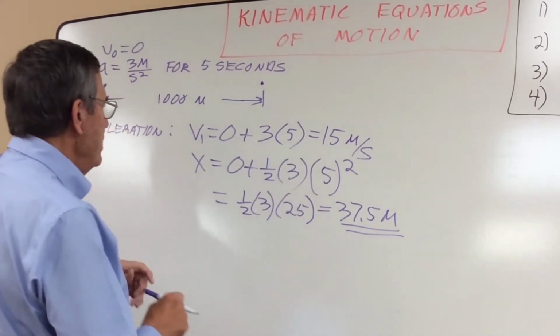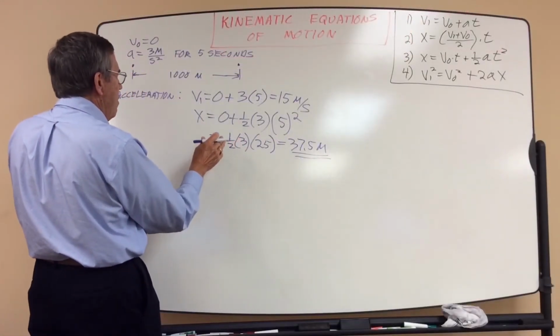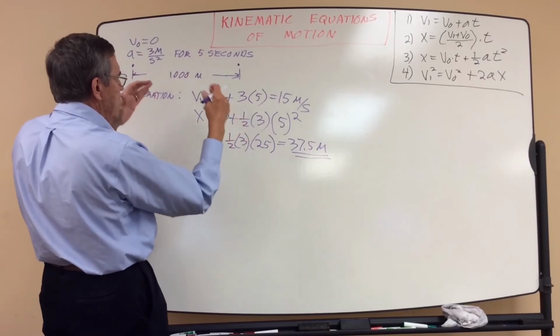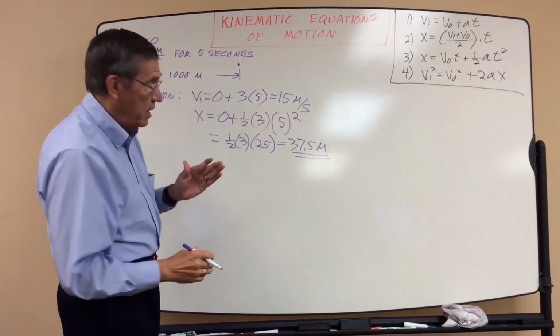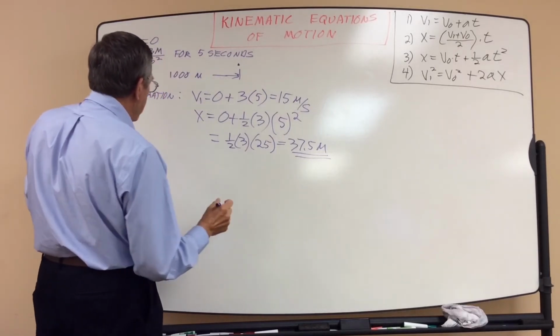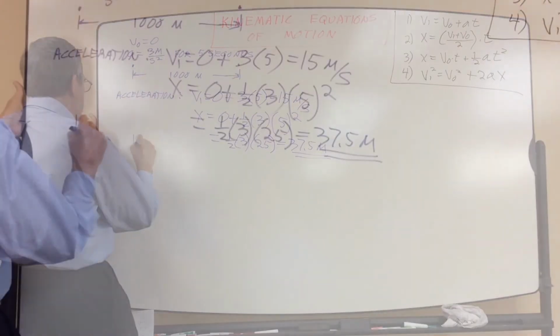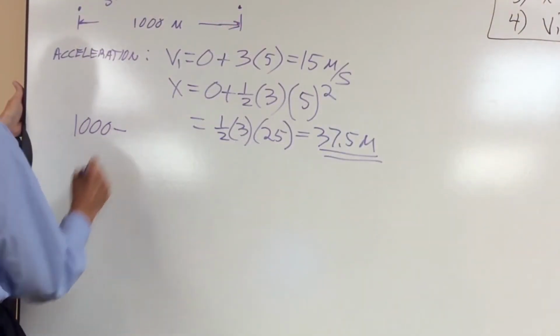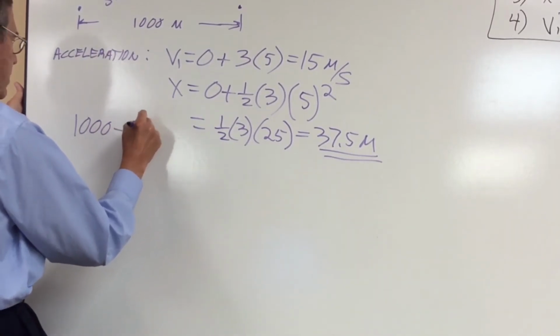All right. So now, let's look at how much time did we spend during the constant velocity part. Okay, well, how far did we travel? Well, we started with 1,000 meters. During the acceleration, we traveled 37.5.